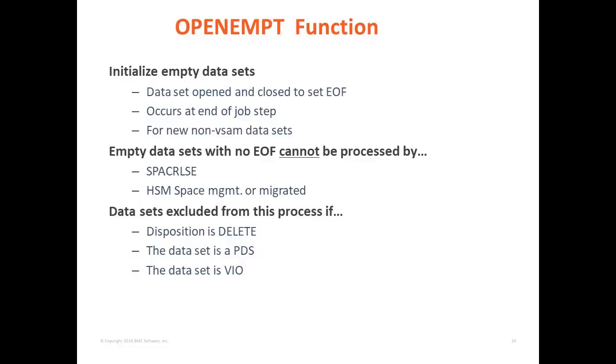Okay, the next function we'll examine is the openEMPT function. This function is very useful in preventing wasted space because of datasets that get allocated yet do not get an end-of-file marker. The result is an undefined DSORG dataset, and DFHSM cannot process these types of files, and neither can the SRM function SPAC RLSE. Using openEMPT prevents the occurrence and closes the dataset properly. Datasets are automatically excluded from the openEMPT function if the disposition is delete, the dataset is a PDS, or the dataset is a VIO.